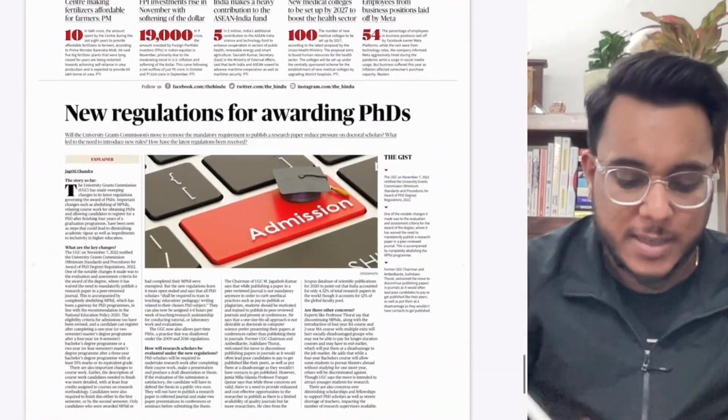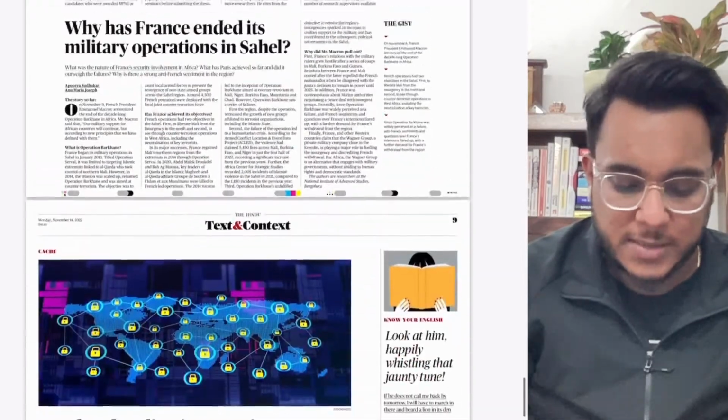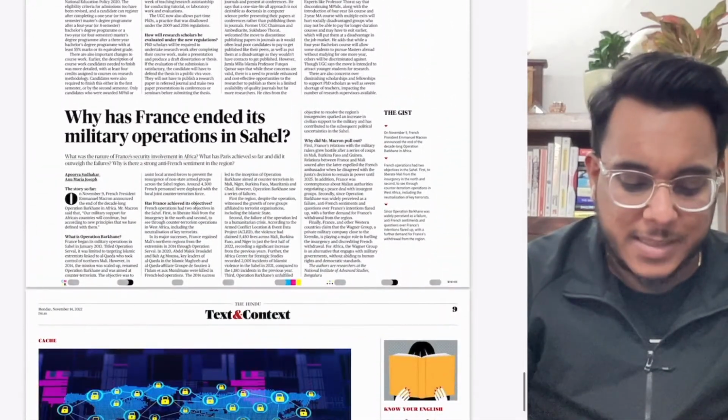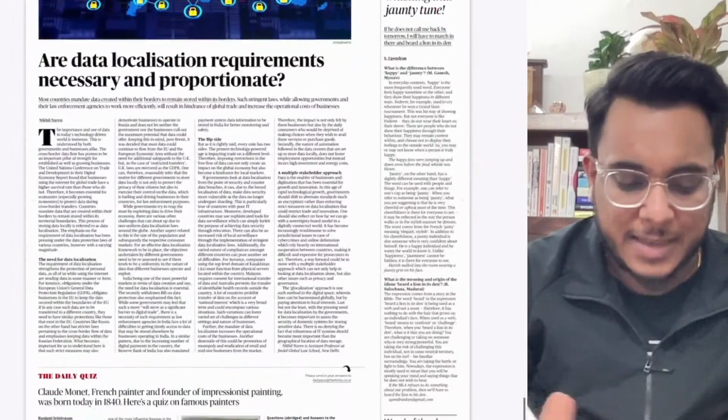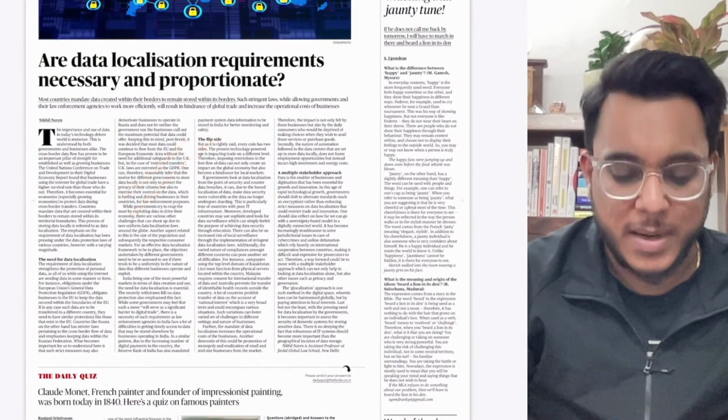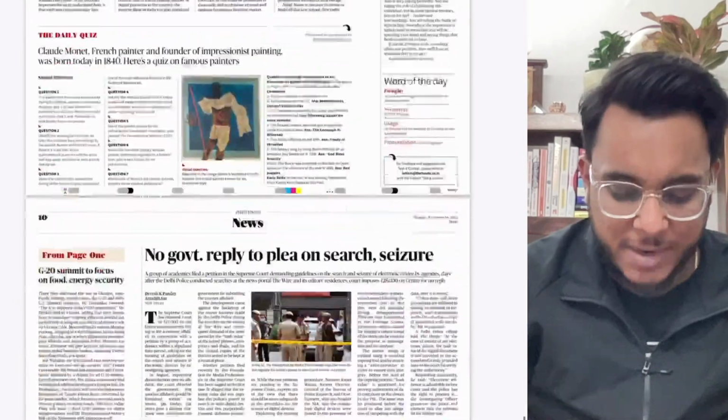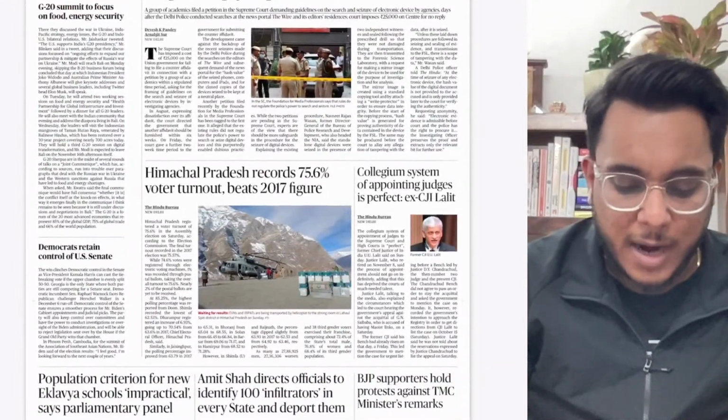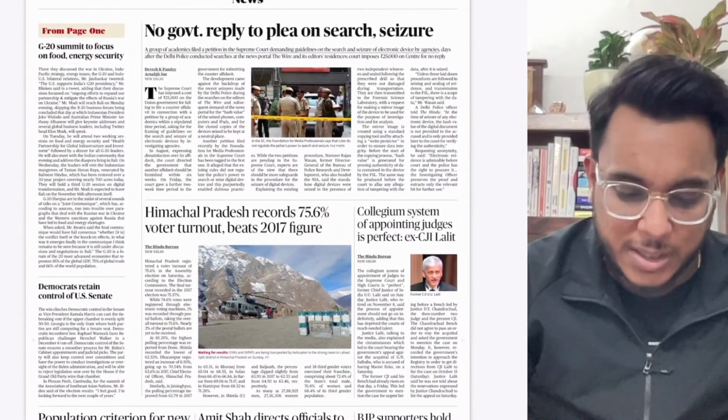Then the text and the context, new regulation for awarding PhDs. Then why has France ended its military operations in Sahel? And then are data localization requirements necessary and proportionate? Fine, we'll take that. Then moving on, after that, no government reply, plea on search Caesar.